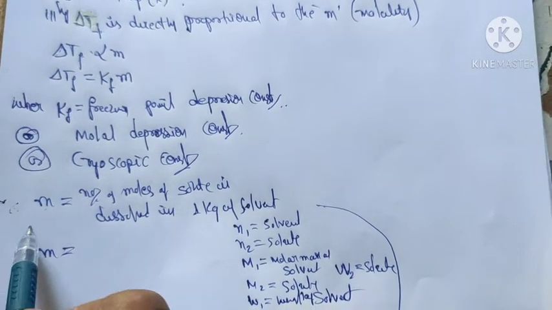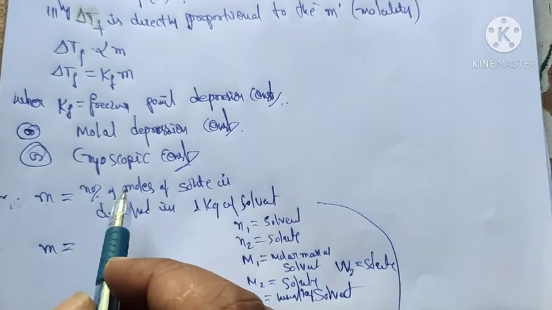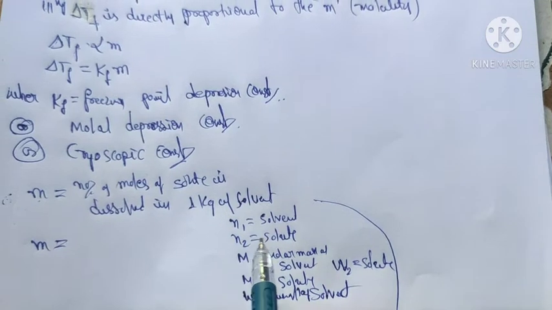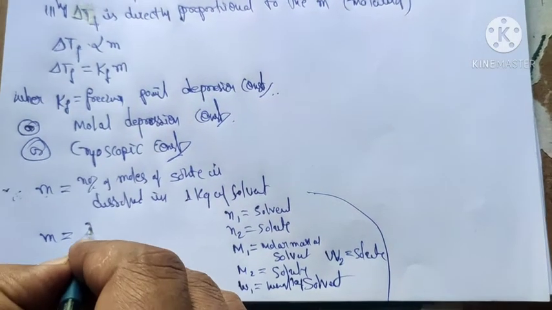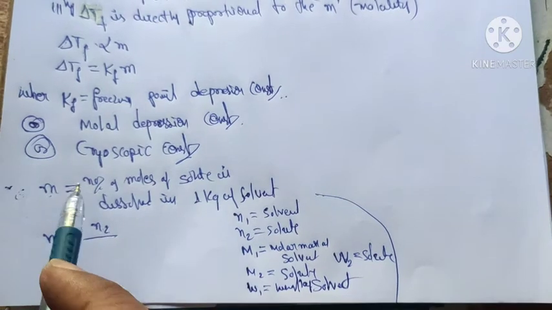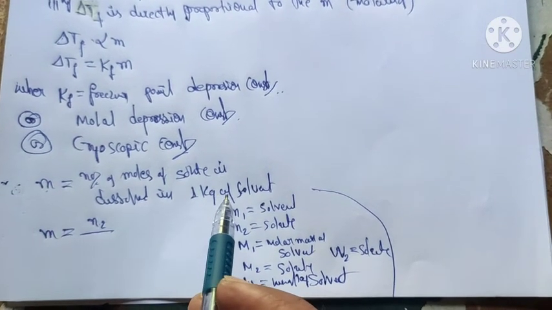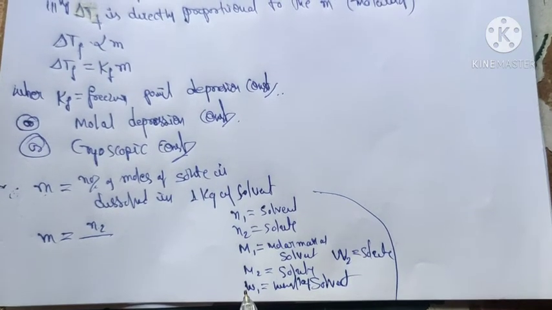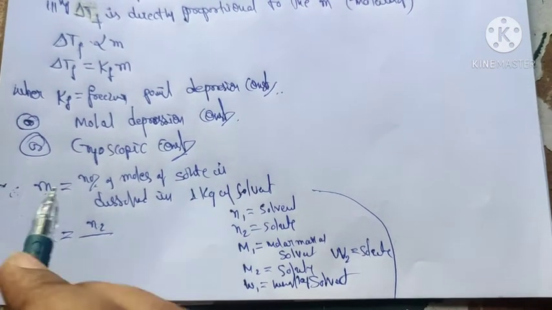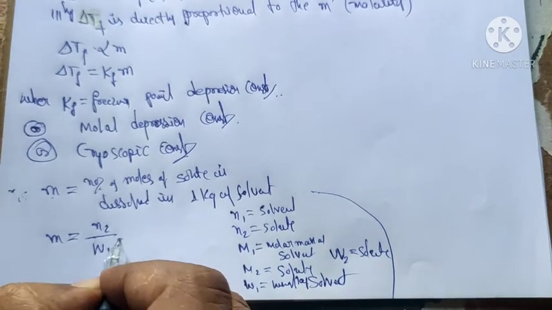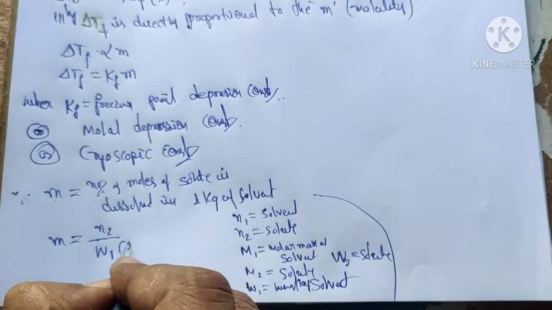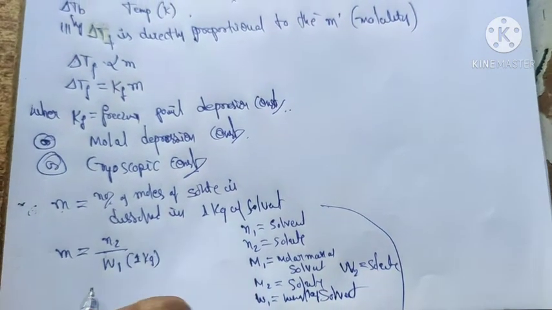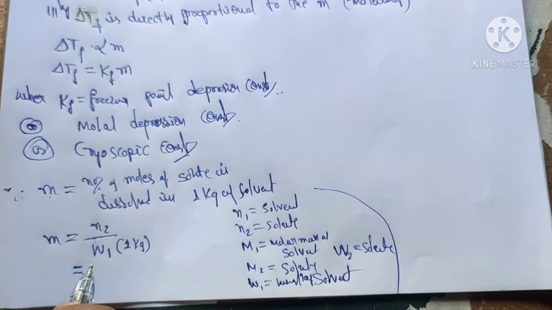So write molality as the number of moles of solute, indicated as N2, dissolved in 1 kg of solvent. Kg is the weight of solvent, W1. But W1 is represented in kg, 1 kg, not in grams.